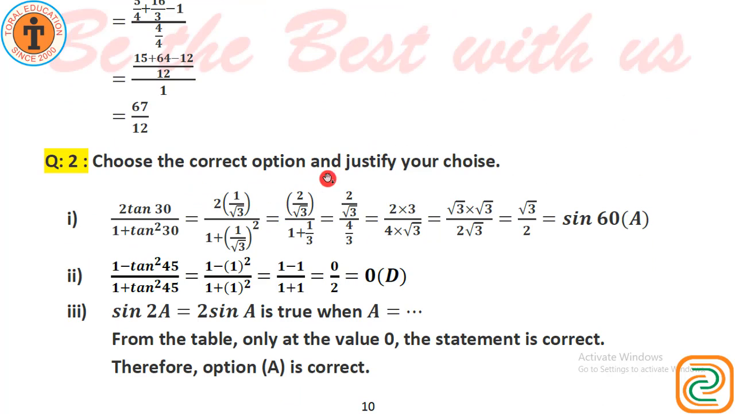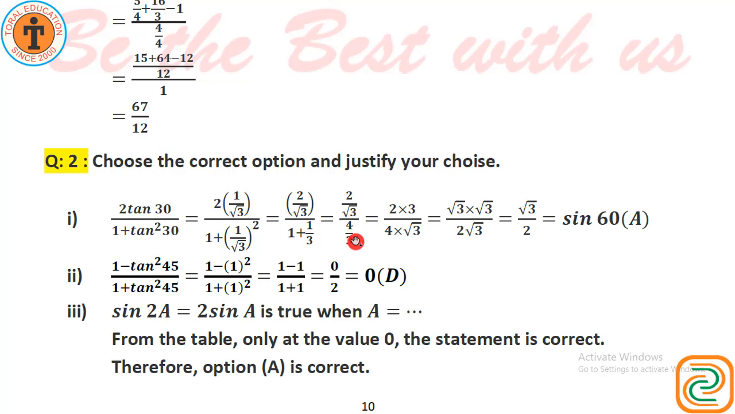Question number 2. Choose the correct option and justify your answer. This is the justification I have done with the question. 2 tan 30 upon 1 plus tan square 30. 2 into tan 30. Tan 30 is 1 upon root 3, upon 1 plus 1 upon root 3 square. That is 2 by root 3 upon 1 plus 1 upon 3. So 2 by root 3 is here, and here it is LCM. 3 1s are 3, 3 plus 1 is 4.